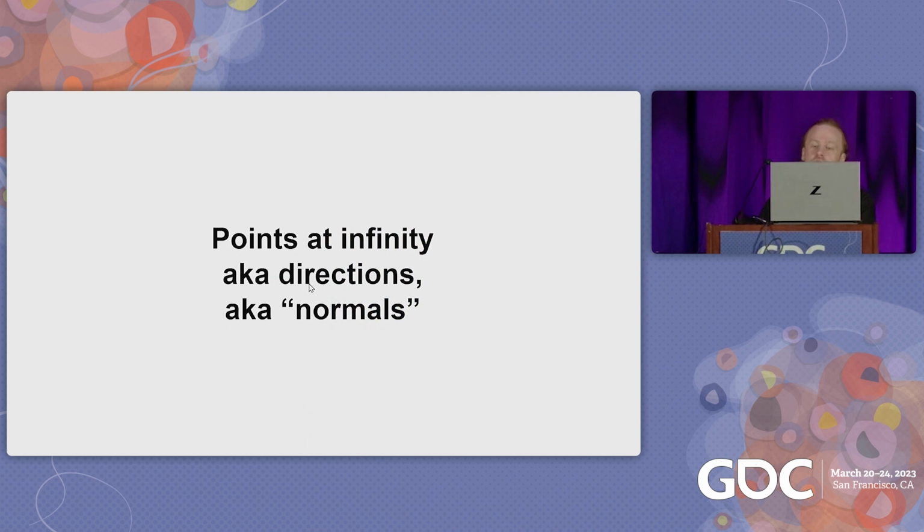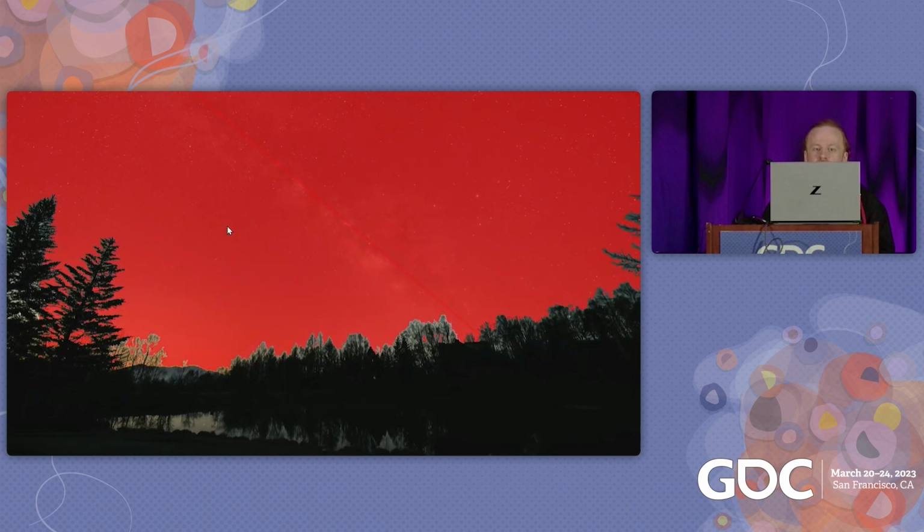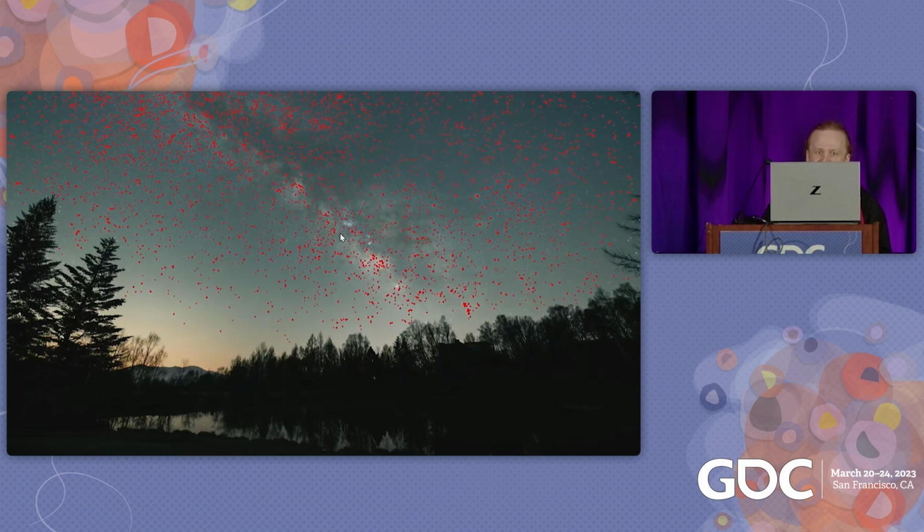Points at infinity, also known as directions, also known as normals. This is another kind of point. We've looked at this picture quite a lot. We've seen that dual quaternions can involve these lines in the sky. We've also thought about the sky itself, which is the plane at infinity. These were the lines at infinity. But what about the stars? These stars act like points at infinity, I claim.